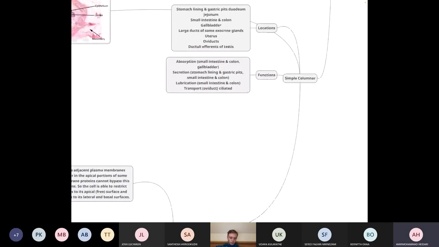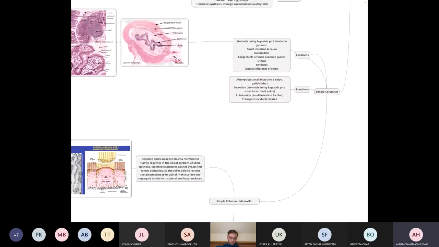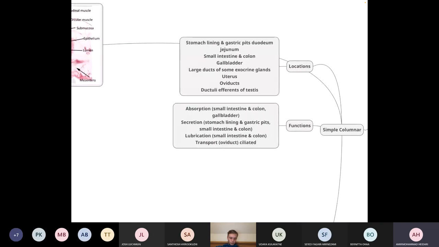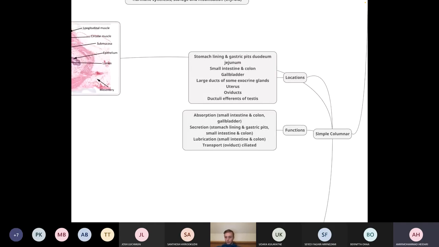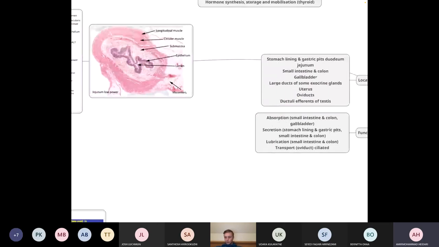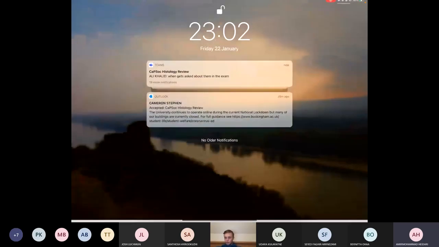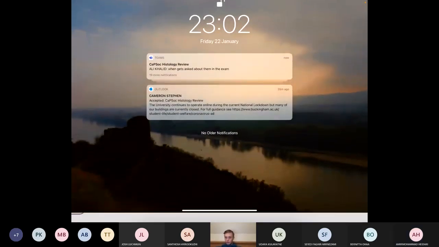Next one is simple columnar, mainly in the GI system and also the female reproductive system, and indeed the male reproductive system also. This is a very important picture to know about. I think you'll cover this in your third session of TOB. I think someone asked a question.